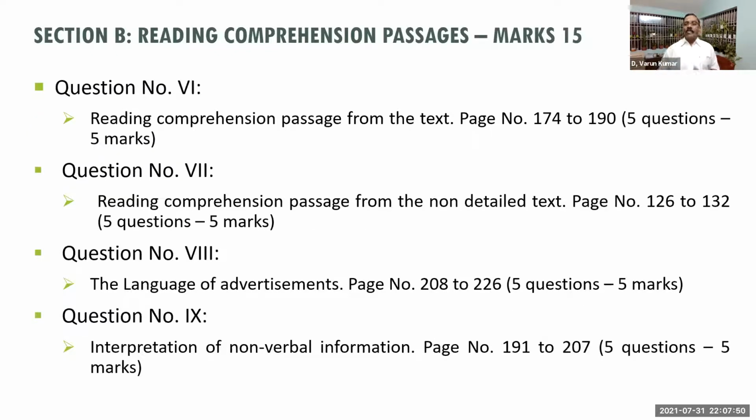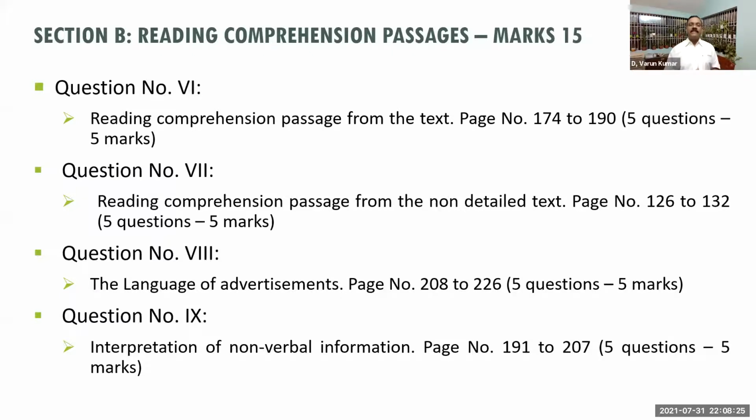So when coming to the intermediate public examinations English paper 2, section B is totally reading comprehension passages. There are 4 reading comprehension passages. As you know, question number 6 is a reading comprehension with 5 questions from your textbook. Due to this pandemic situation, only passages 1 to 17 are prescribed. The remaining you need not. So you practice the 17 passages and you will easily get 5 out of 5 marks.